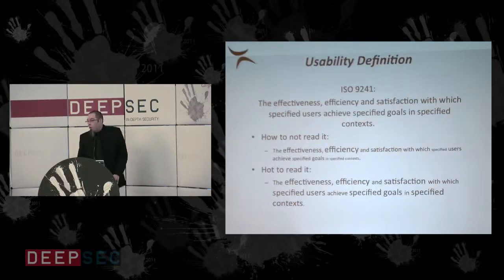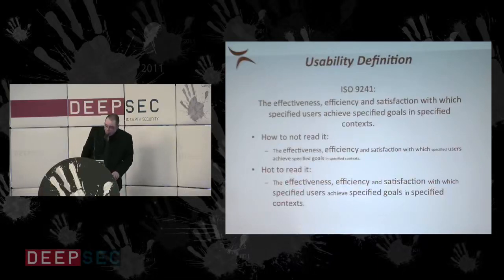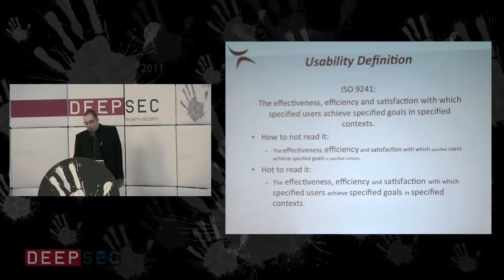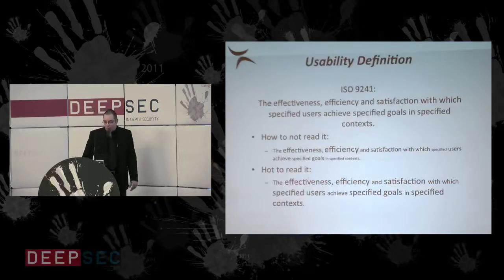There is a very abstract definition by an ISO standard of what usability is. They say it's the effectiveness, efficiency, and satisfaction with which specified users achieve specified goals in specified contexts. The standard does not really talk about the methods. It's very abstract and will not really help when you are designing IT security systems. It does not really help in concrete design decisions. This is why I will later break down this definition into usability principles, where I will give examples.